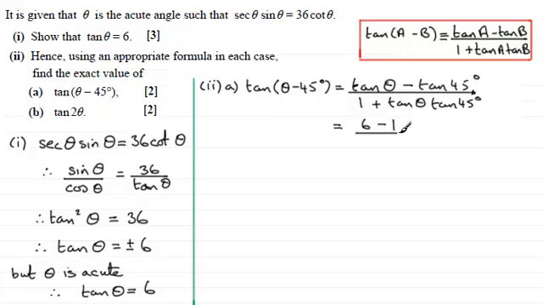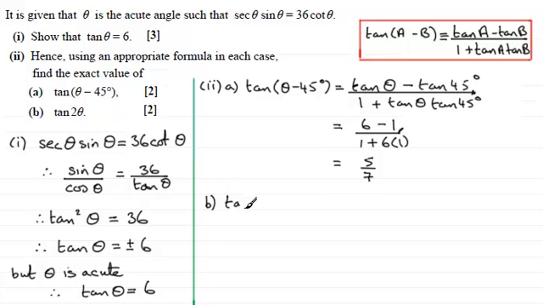So you've got 6 minus 1 on the top, and then on the bottom here you've got 1 plus the tan of theta, which is 6, times the tan of 45, which is 1. And if you work that out, you've got 6 take away 1, which is 5, and then on the bottom here you've got 1 plus 6, which is 7. So you've got 5/7.